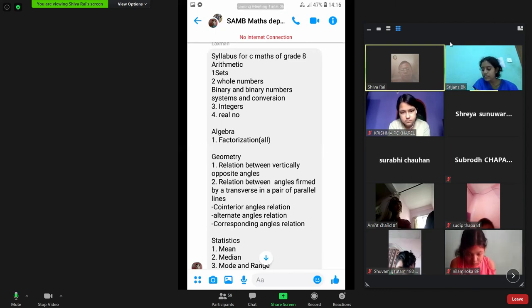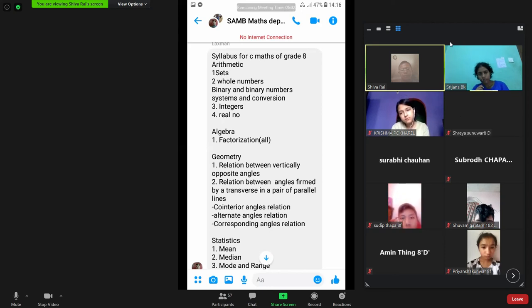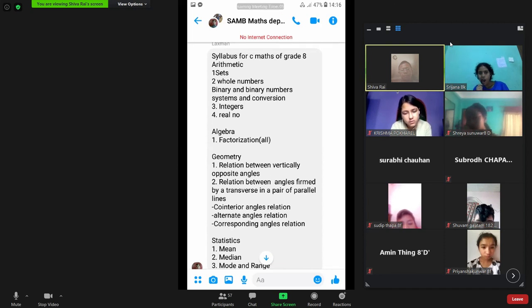So scientific notation is a chapter of real numbers. Rational numbers are also under the real number system. So you are missing only that, but actually that is also in your syllabus. Okay?